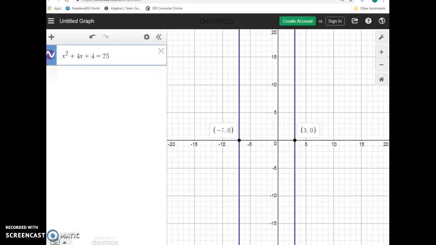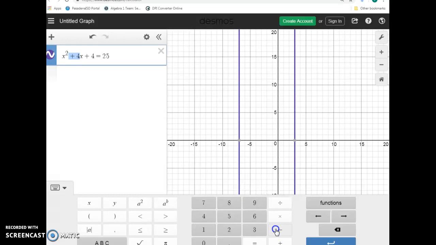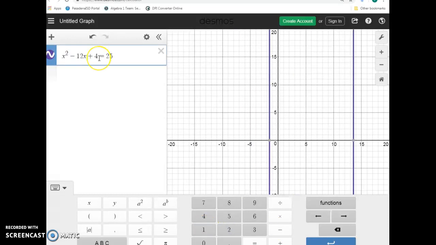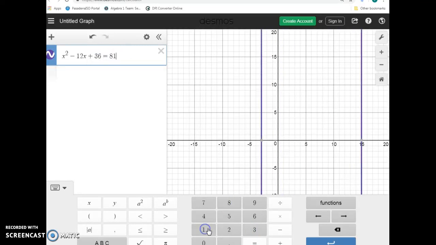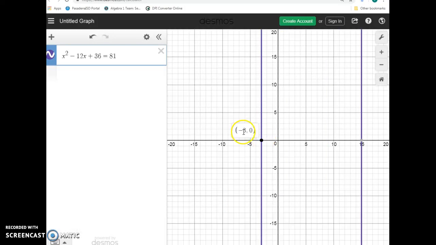So then we check it in decimals again and see if it gave you the same answer. So right here would be negative 12. And right here would be positive 36. And right here we have positive 81. So one of the answers is negative 3. The other answer is positive 15. Okay? That's how you check it.